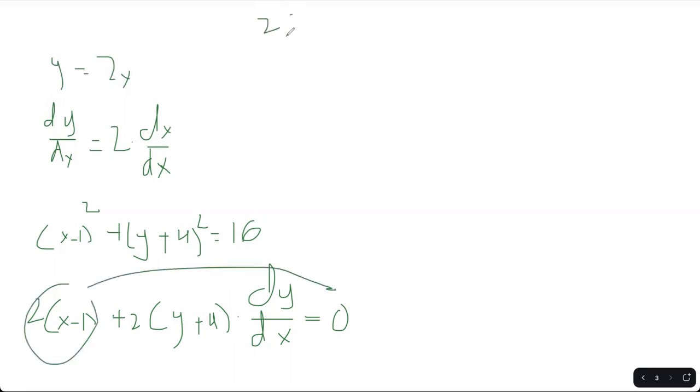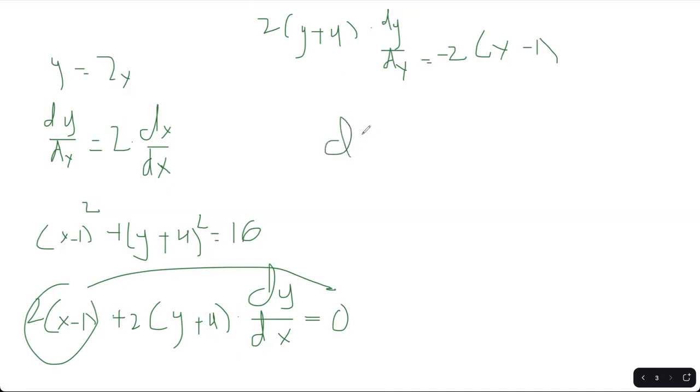So you're left with 2 times (y plus 4) times dy/dx is equal to negative 2, because we moved it to the other side, times (x minus 1). And the reason we're doing this is we want to isolate dy/dx. That's what we want to isolate.